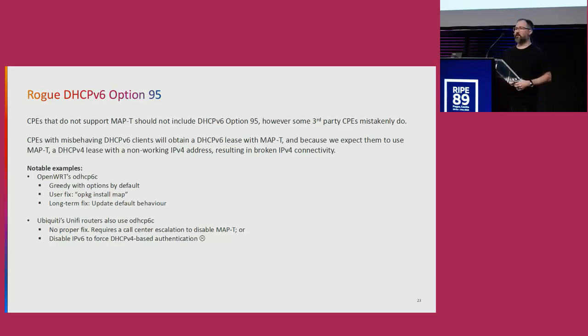The long-term fix would be for us to change the default behavior of OpenWRT's DHCPv6 client. Now, Ubiquiti's UniFi routers also use the same DHCPv6 client, but they don't have a map package. They don't support MAP-T. So the only real fix that users can do there is to disable IPv6 to force DHCPv4 authentication. The alternative is they can escalate sufficiently through our call center and then hopefully we can disable MAP-T on the network side.